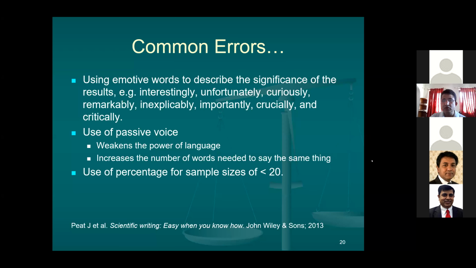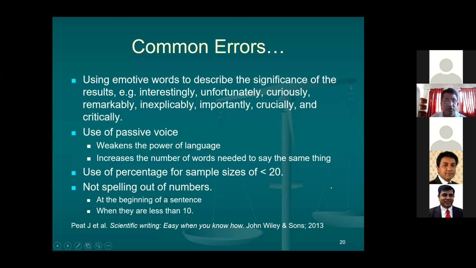Use of percentage is another thing I would like to mention here: if the sample size is less than 20, you do not use percentage, because that will distort the real value of your paper. If you have 5 patients and one patient has some unusual finding, you say 20% of our patients had this. It just doesn't give the right meaning. So with less than 20, do not use it.